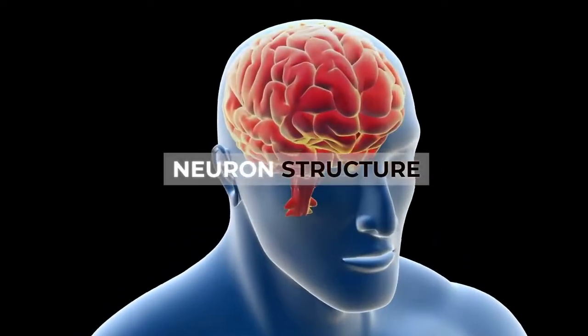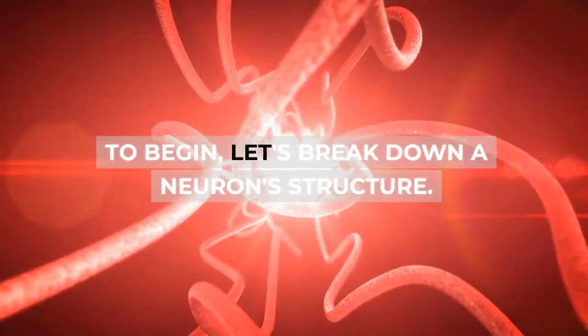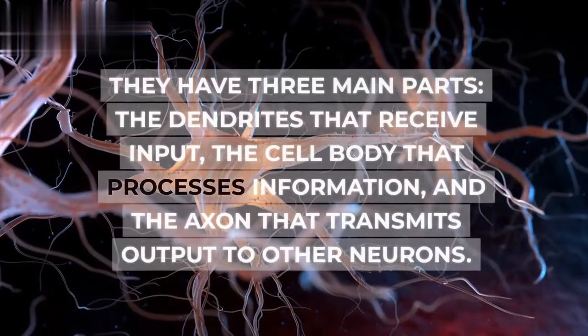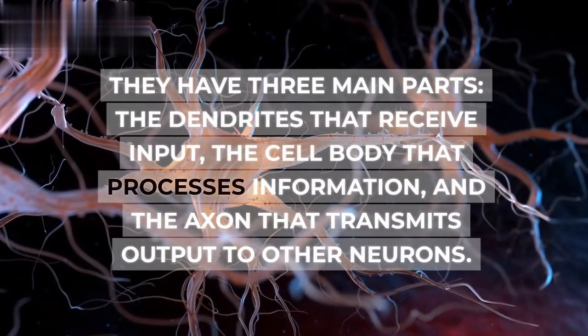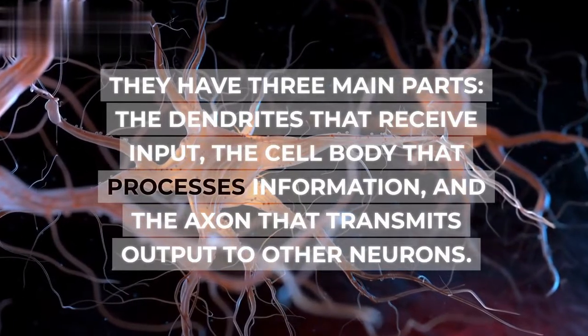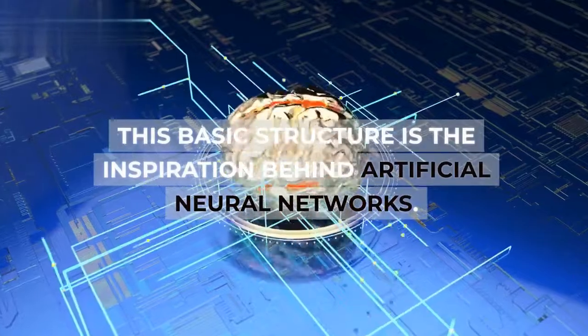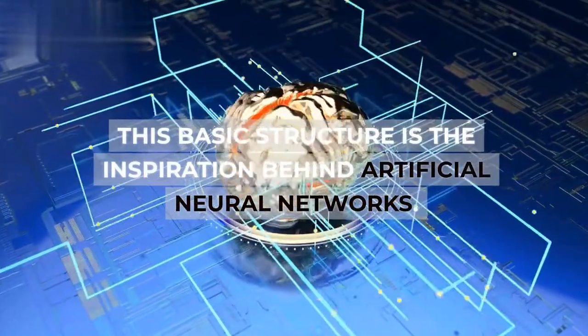Neuron structure. To begin, let's break down a neuron structure. Neurons are the building blocks of neural networks. They have three main parts: the dendrites that receive input, the cell body that processes information, and the axon that transmits output to other neurons. This basic structure is the inspiration behind artificial neural networks.